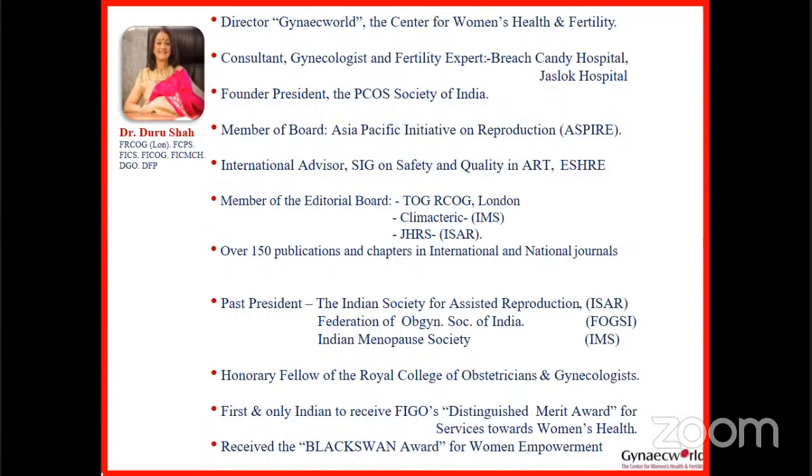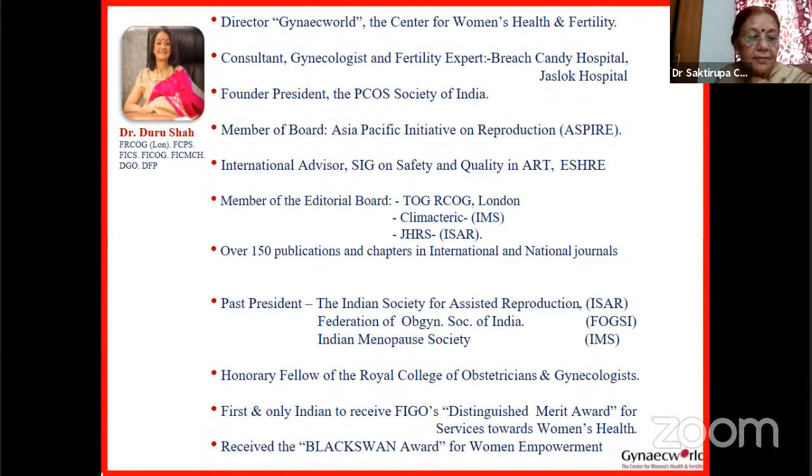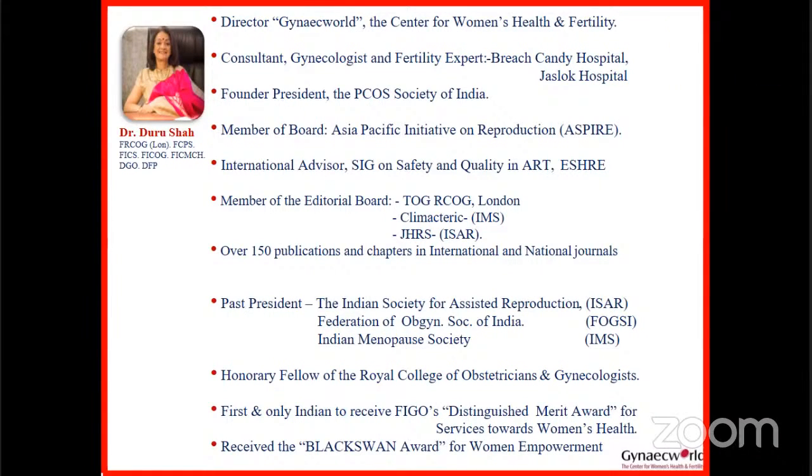Now we move to the next session after a wonderful oration that you all heard just 5 minutes back. We have got 3 speakers for this session. The first speaker is Professor Duru Shah. She'll be talking on enhancing endometrial receptivity. Because it's short of time, I'm not going to introduce her separately. She doesn't need an introduction. So Dr. Shah, could you kindly start your lecture, please? Thank you very much.